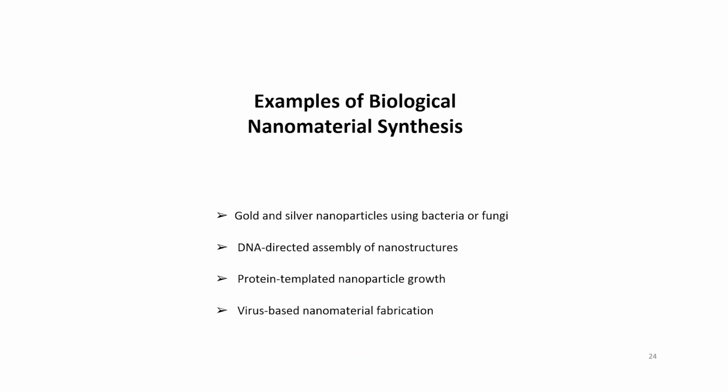Examples of biological nanomaterial synthesis: gold and silver nanoparticles can be synthesized by biological nanoparticle synthesis. These may be obtained by using bacteria or fungi. Then there can be DNA-directed assembly of nanostructures.